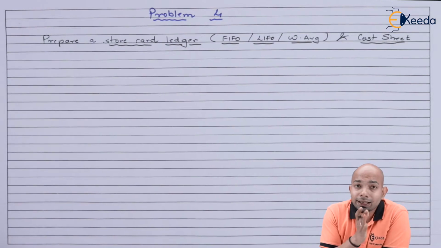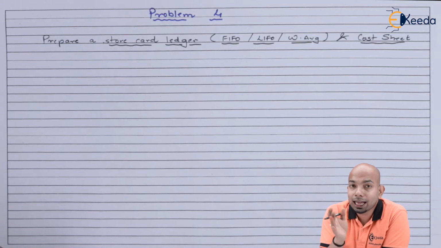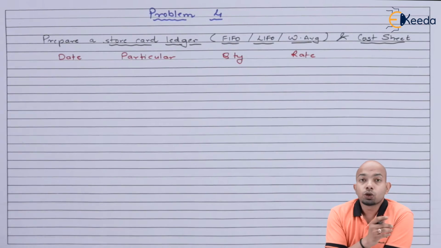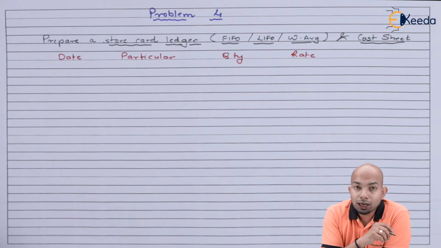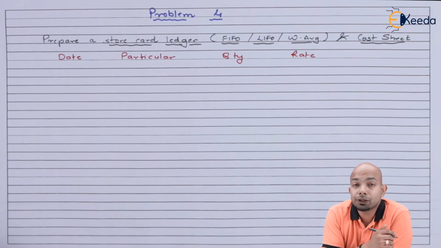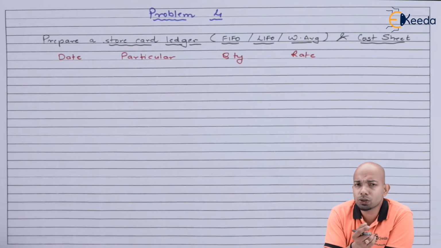We have the details here: date, quantity, rate and amount will be mentioned. While I'm jotting down this question, I'm explaining what exactly we are going to do. We have the date, and the particular, which states whether this is a purchase transaction, sales transaction, opening balance, closing balance, whatever it is. The quantity and the rate will also be mentioned, and I'm adding another column which will state the amount.